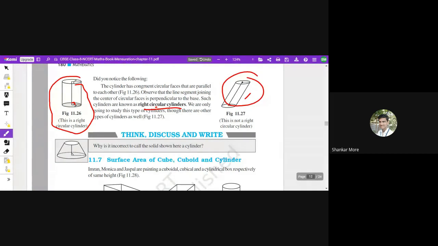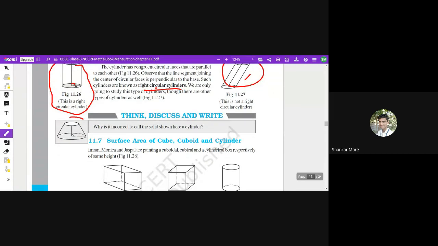So now we have a fair idea of what is a cylinder. Now, can you please tell me whether this is a cylinder or which shape it is? Why is it incorrect to call the solid shown here a cylinder? Here, if this solid is given to us, and let us suppose I call it a cylinder, so this is wrong. What I am saying is wrong. But why? Give me the reason. This is not a cylinder. I am saying it is a cylinder. So prove me wrong.